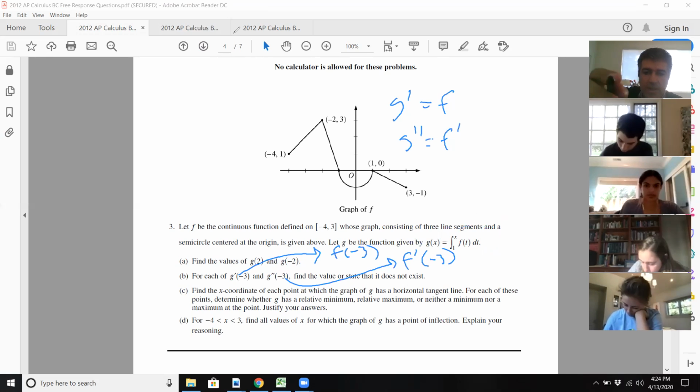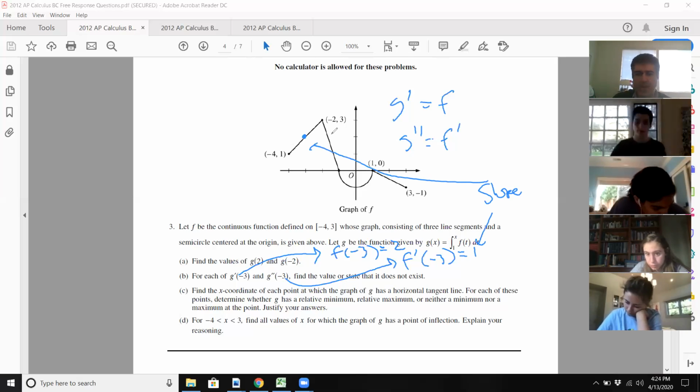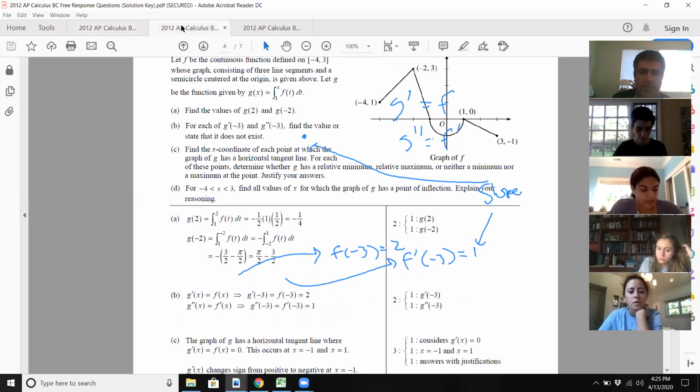But it's easy, you know. F of negative 3, just look at it. You know, there it is. So it's just 2. That's all. And then f prime of negative 3 is going to be the slope. The slope there, of course, is 1. And you may want to just give a quick explanation, something like that, whatever. But they didn't ask for an explanation, so you didn't really have to say anything about that. So that should be sufficient. Yeah. So you get 2 and 1.